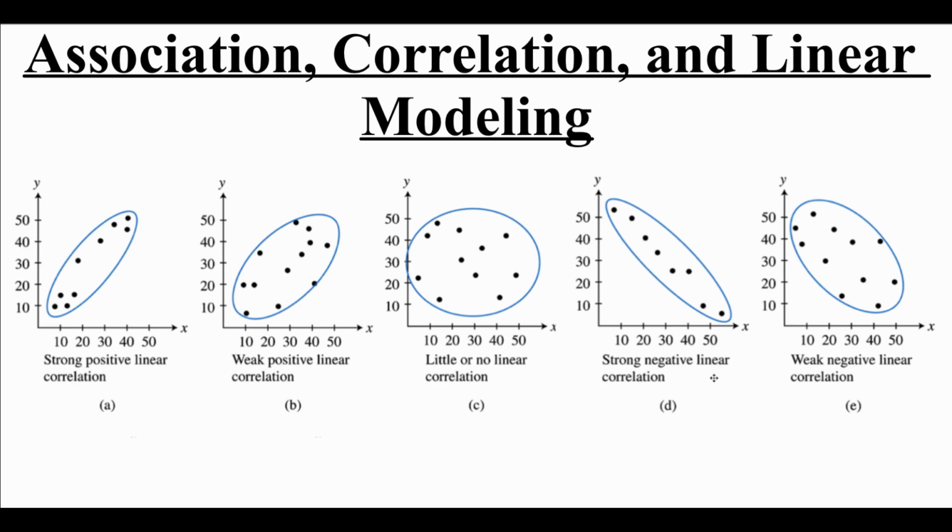Now, not every set of data points has a linear relationship. If we're looking at picture C, those data points are kind of all over the place and they're not appearing to gather in any certain location, so we would say that there's really no association there with that set of data.